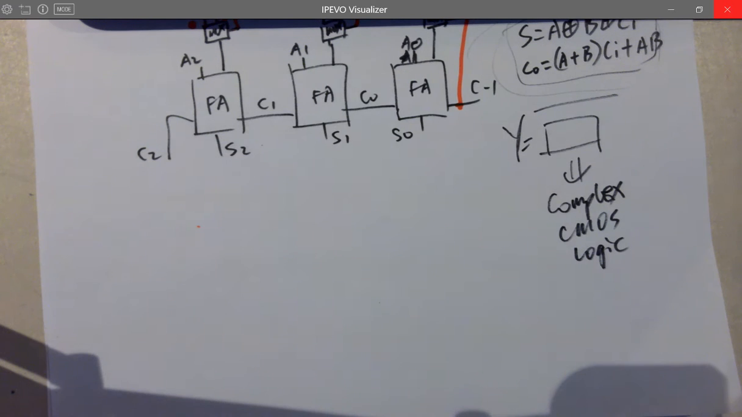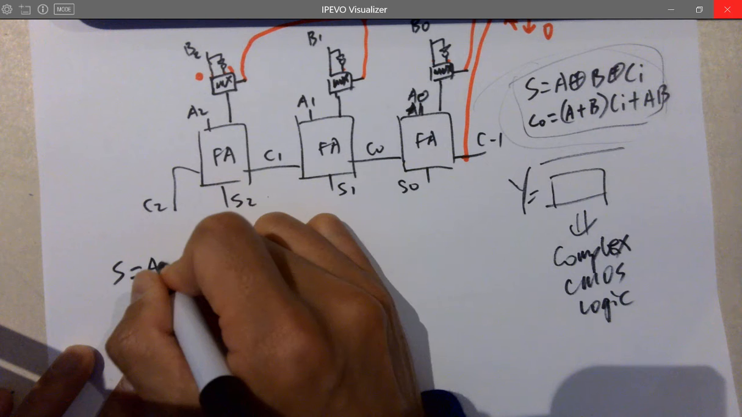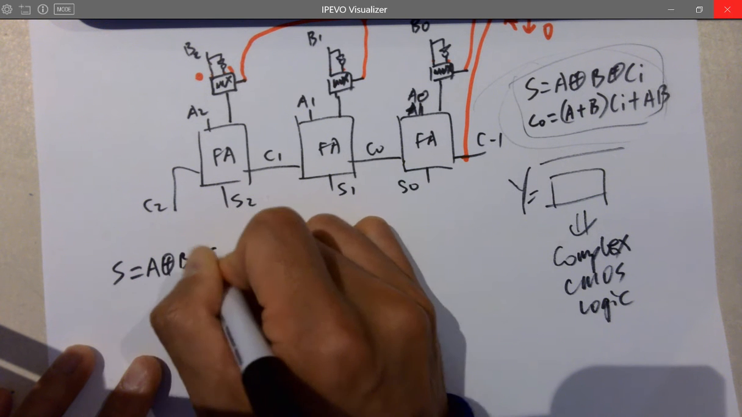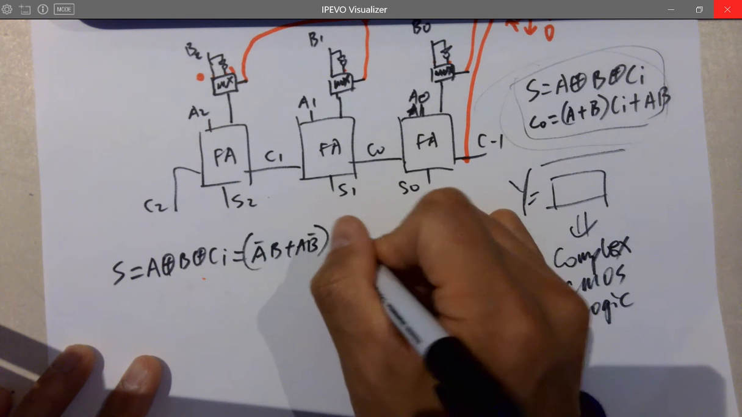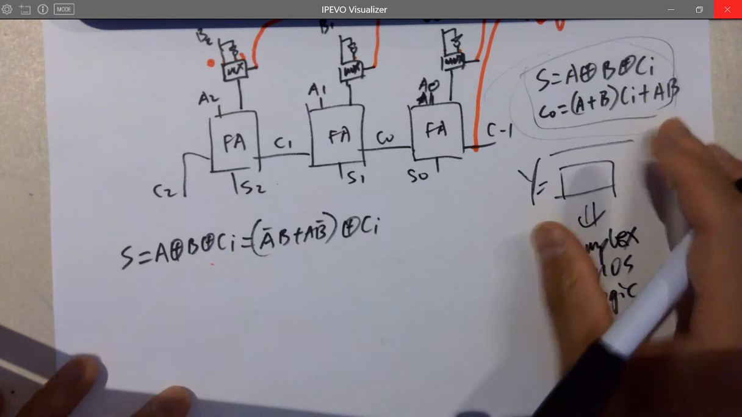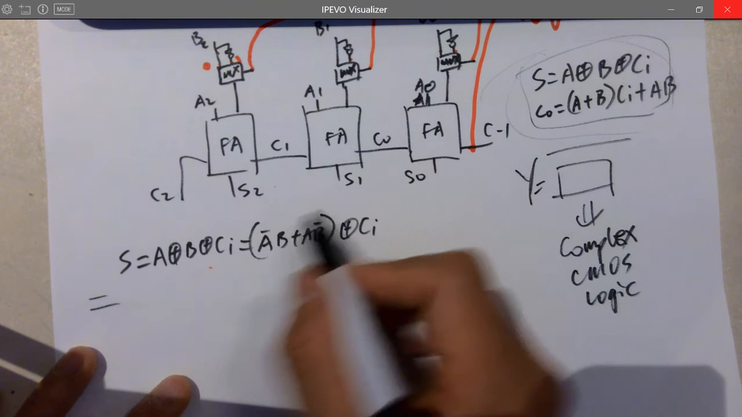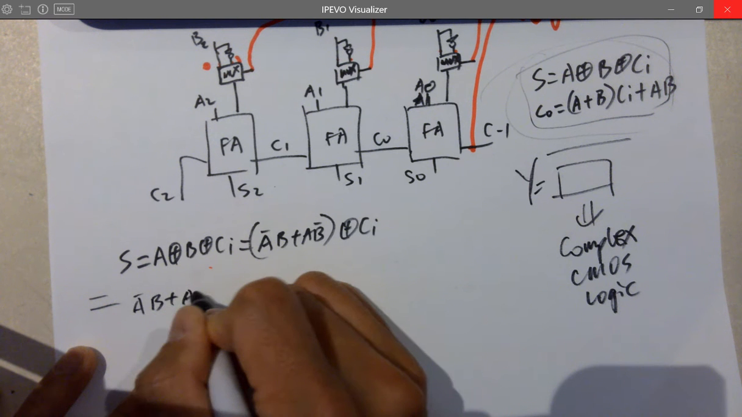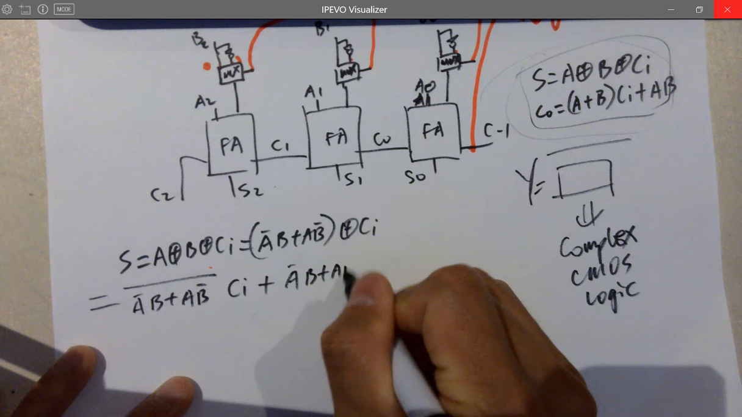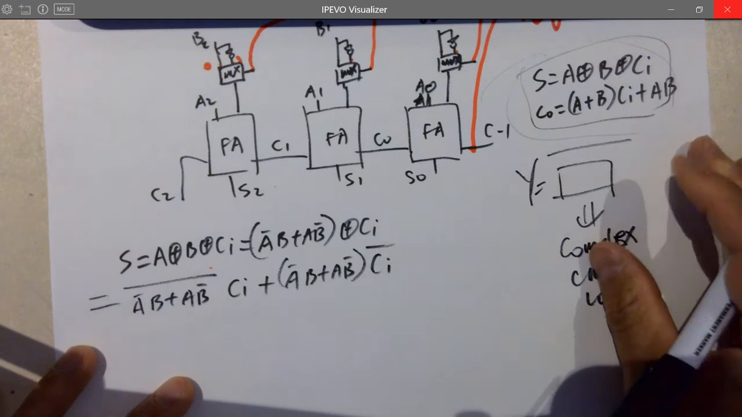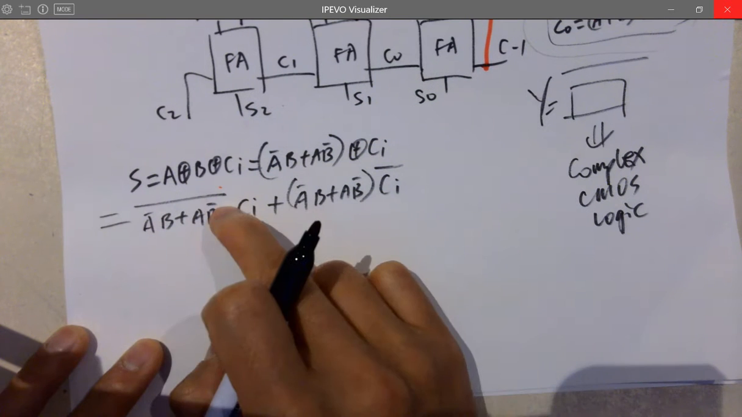So first, starting from this one, S equals A XOR B XOR CI, which is A not B or A B not, and XOR CI. And this is the entire thing not, right? A not B or A B not, CI, or A not B or A B not, CI not. That's how you expand it. It turns out to be this.